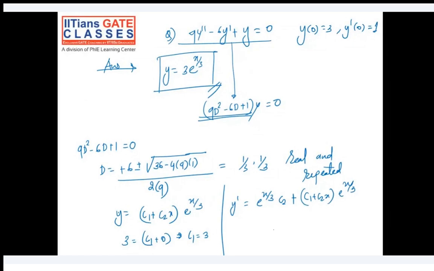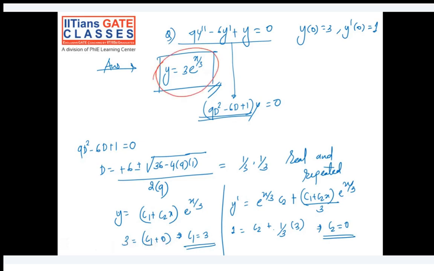Given that y dash of 0 is 1. So 1 will be equal to c2 plus 1 by 3 times c1. And c1 is again 3. So basically c2 is 0. So c1 plus c2x times e to the power x by 3 will look like 0 plus 3 e to the power x by 3. So that's why the final answer I can write as 3 e to the power x by 3.